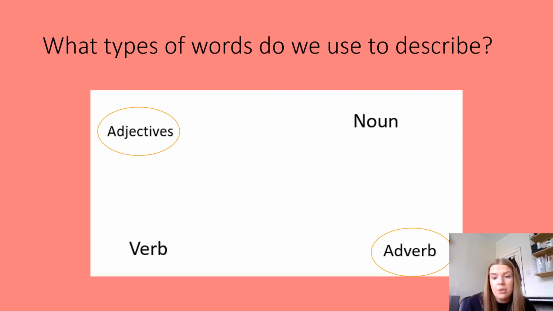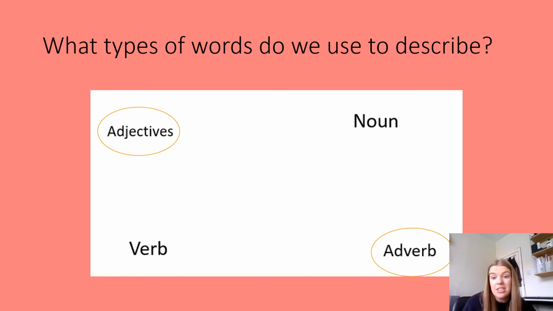You can also notice that we've got adverbs circled. What does an adverb do? Have a think. An adverb is a word that describes a verb. Now, who can tell me, what does a verb do? What's a verb? Great job if you're telling me it's a doing word, isn't it? It's an action. So we could have jump or ran. An adverb is a word that describes how you are doing the verb.